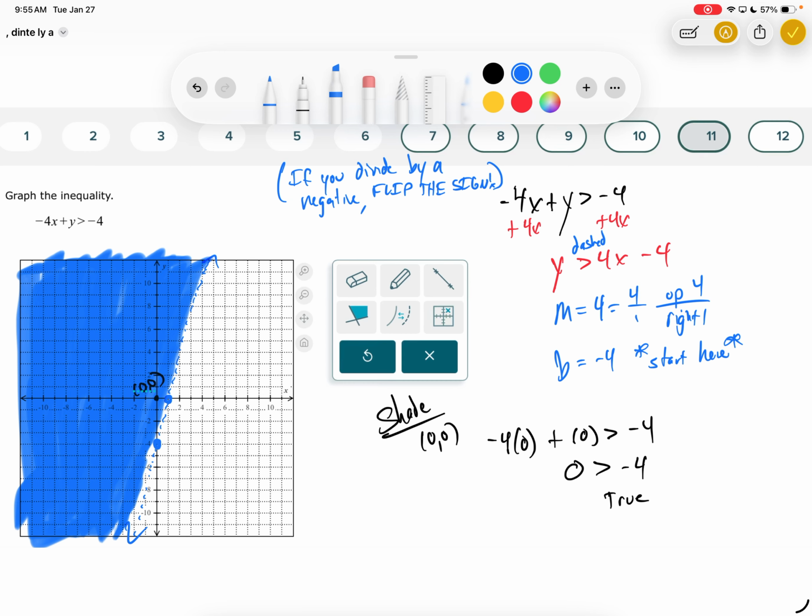Okay. True, you shade towards the point. False, you shade away from it. Well, that's number 11 already. See, I told you it'd be quick today.